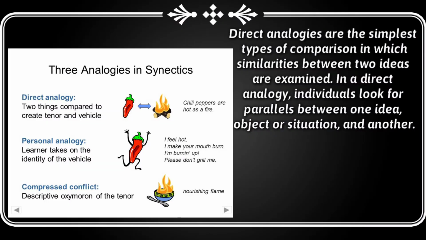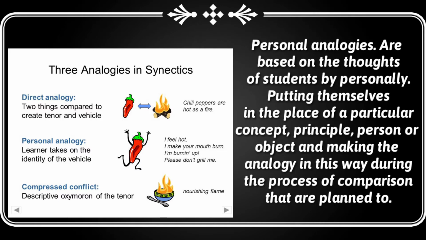Direct analogies are the simplest type of comparison in which similarities between two ideas are examined. In a direct analogy, individuals look for a parallel between one idea, object, or situation and another. Personal analogies are based on the thought of students by personally putting themselves in the place of a particular concept, principle, person, or object, and making the analogy in this way, during the process of comparison that is planned too.